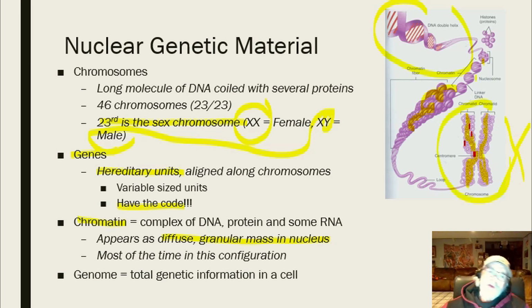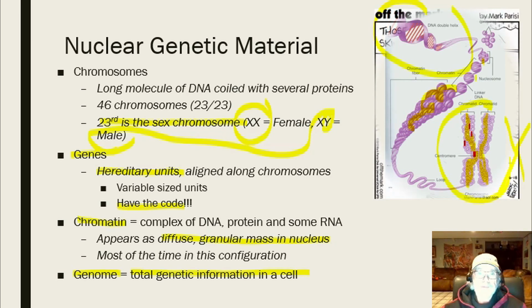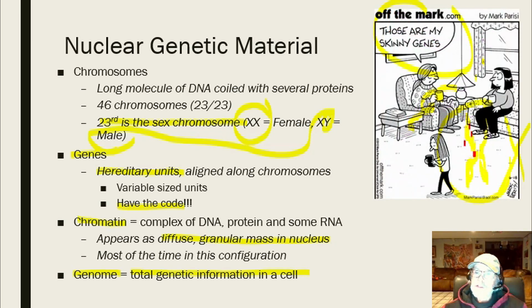One other word you should know is genome, which is basically the total genetic information in a cell. Each cell has the same genome, unless there's been some type of mutation or change in that particular cell. The genome means the cell has the genetic information to do everything the body wants it to do. Pretty cool, and that's the nice thing about DNA. Those are my skinny genes. Well, that's a different type of gene, I think.